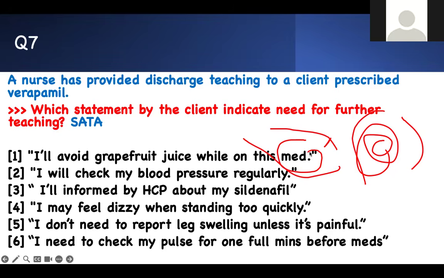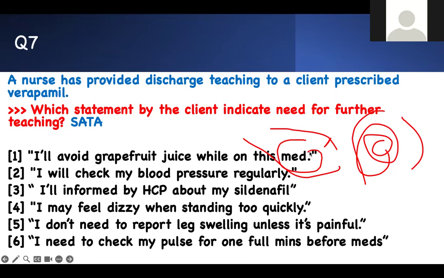I will check my blood pressure regularly because it causes hypotension. I will inform my healthcare provider about sildenafil. Sildenafil is like Viagra. They are erectile dysfunction medications. They do the same thing as calcium channel blockers. It causes what? Venodilation. If you take both medications, you will have severe hypotension. So that is a good thing. Does not need further teaching. I may feel dizzy when I stand up too quickly. Orthostatic hypotension is expected.